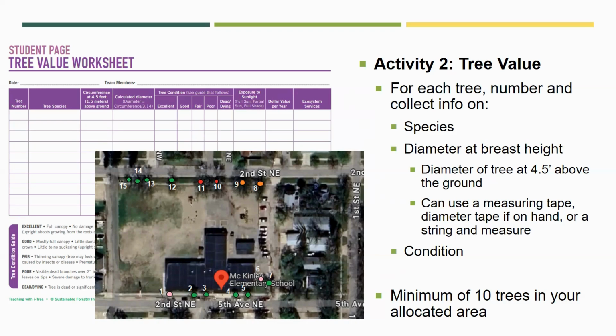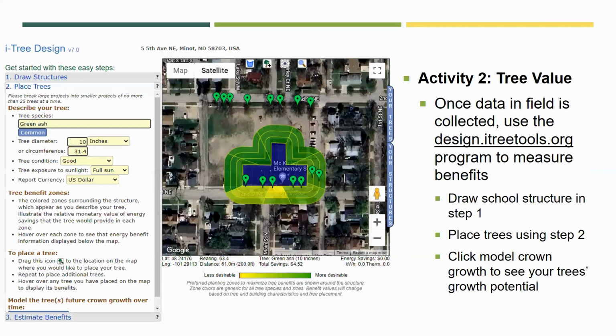So how does that tree look? How's the canopy? Is there damage to the branches? Things like that. And more information on that is at the bottom of your tree value worksheet. And then we are also going to look at exposure to sunlight. Once we have that information, we are going to use an online tool that is called iTree Design.